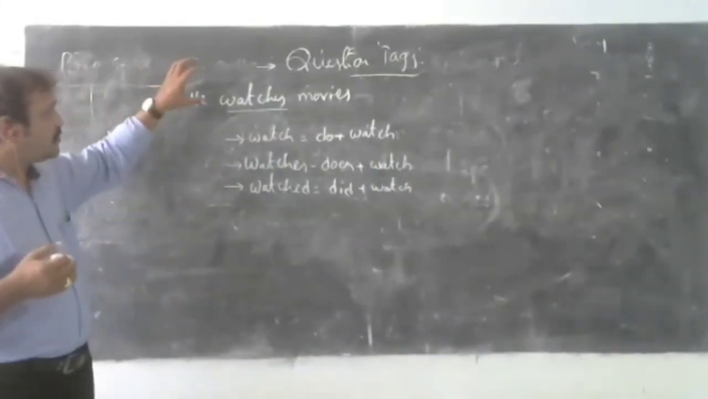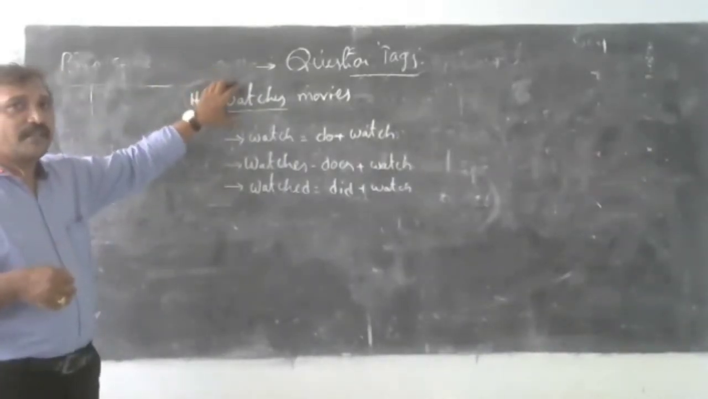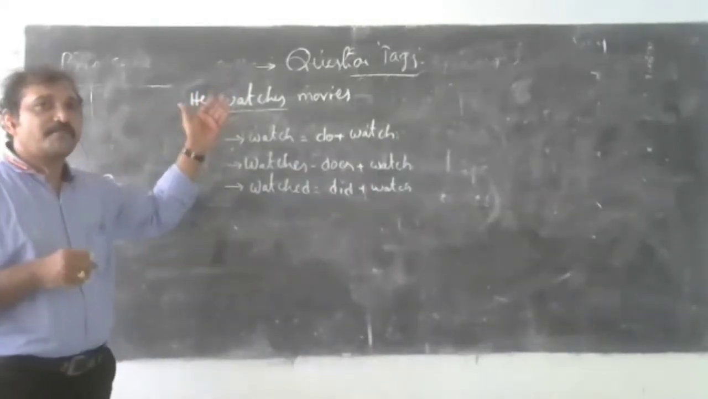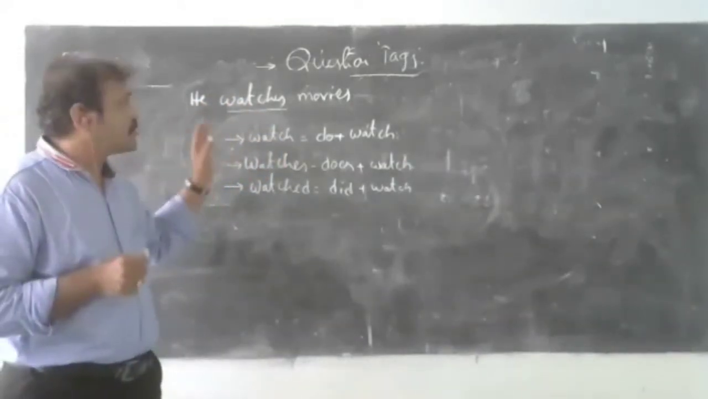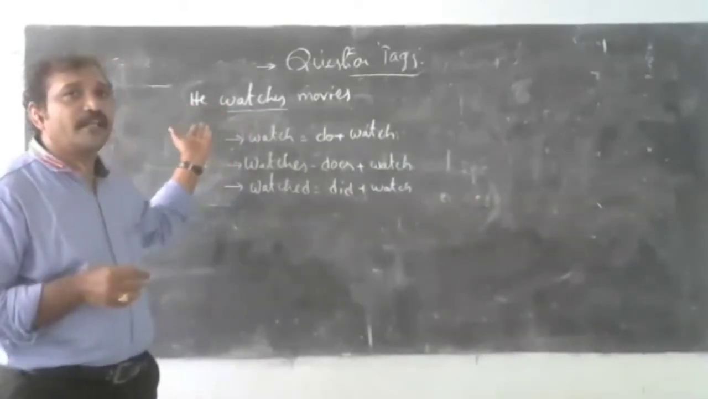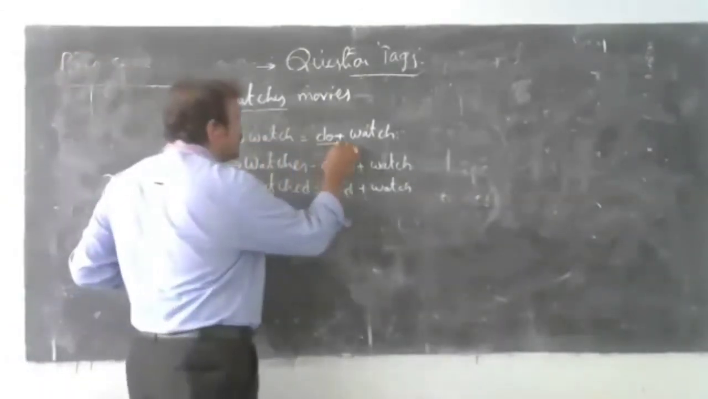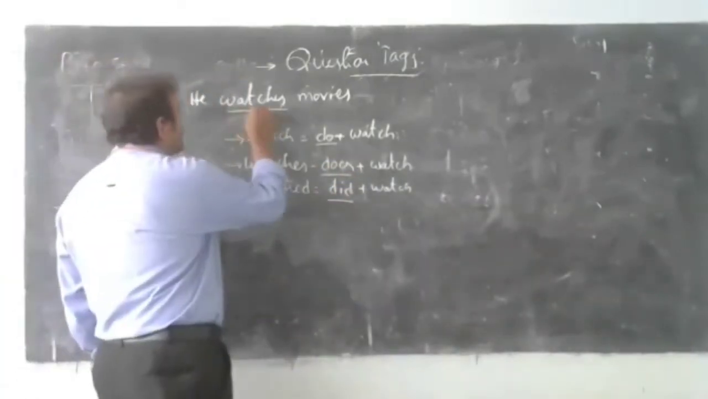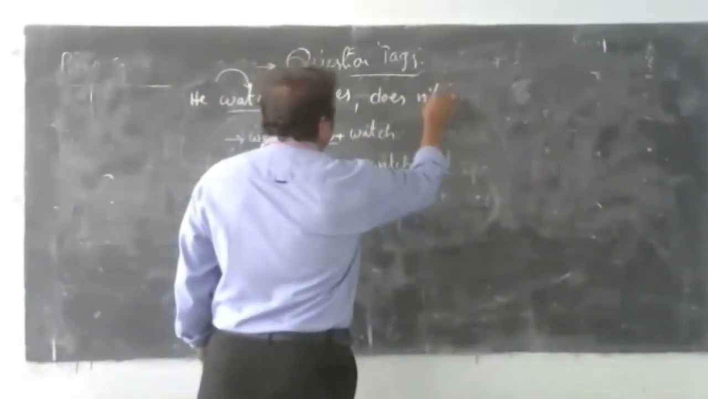In order to make a question tag for these types of sentences, because these sentences don't have any auxiliary verb here. Just before, when we did some exercises, we could use the auxiliary given in the statement. But here we don't have any auxiliary verb, so we need to use the do form to make a question tag. Just look at it. He watches movies. What is the question tag of it? Doesn't he?